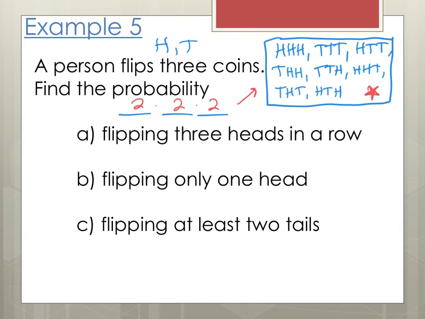sample space. So if we look off our sample space in the first one, flipping 3 heads in a row, well, that's this first scenario. That's 1 out of 8 total scenarios, so our answer would be 1 out of 8 here.